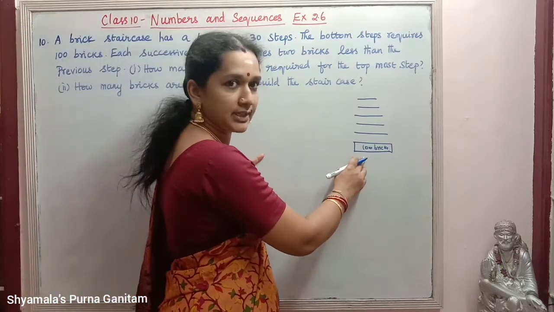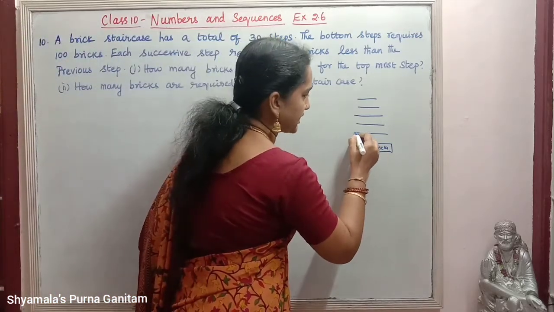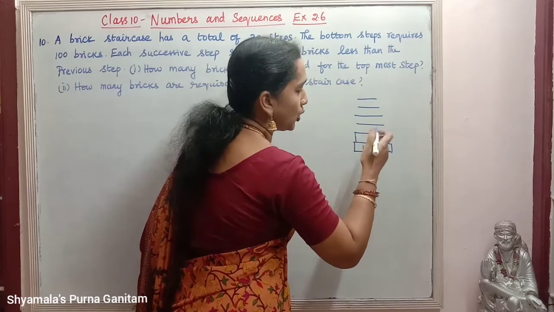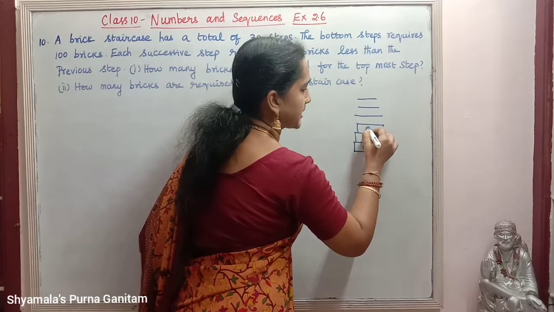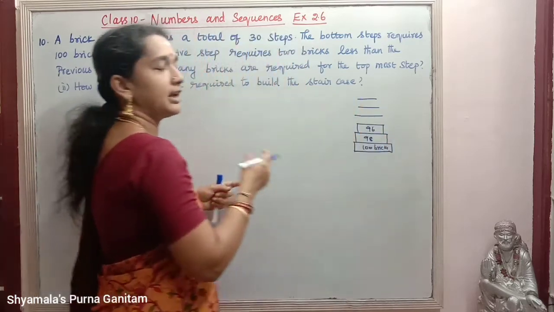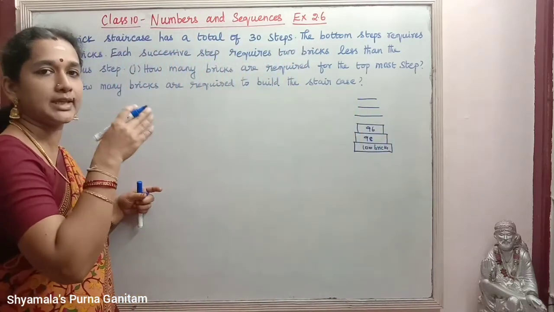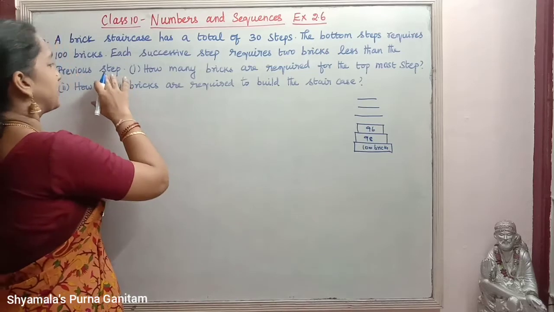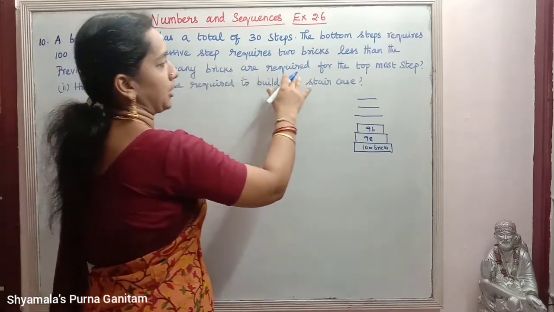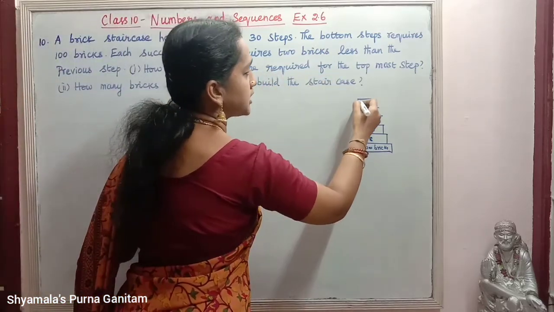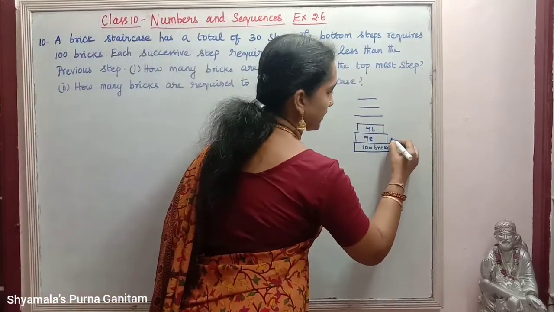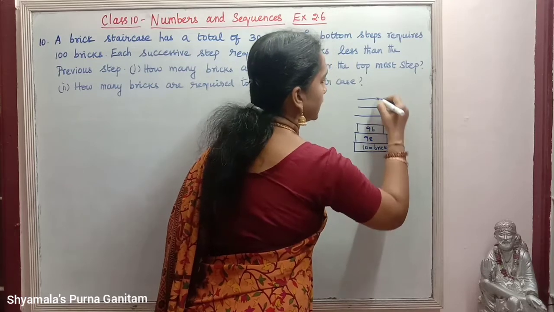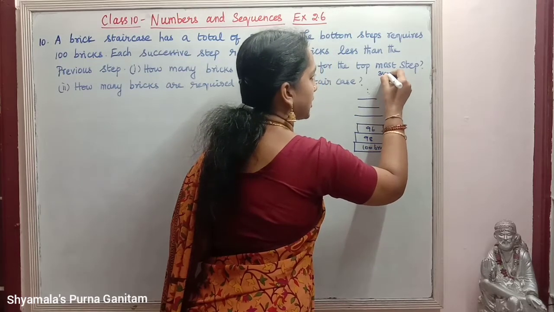So here if it is the first step, 100 bricks are needed. For the next one, 2 less, so 98 is needed. Then the next, 2 less, 96 is needed. Like that, the number of bricks needed is 2 less than the previous step. How many bricks are required for the topmost step? Totally 30 steps are there: the first step, second, third, fourth, like that totally 30 steps.